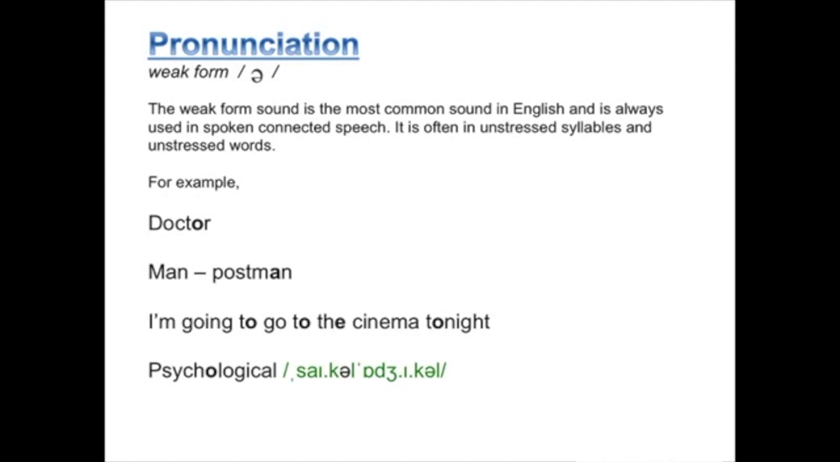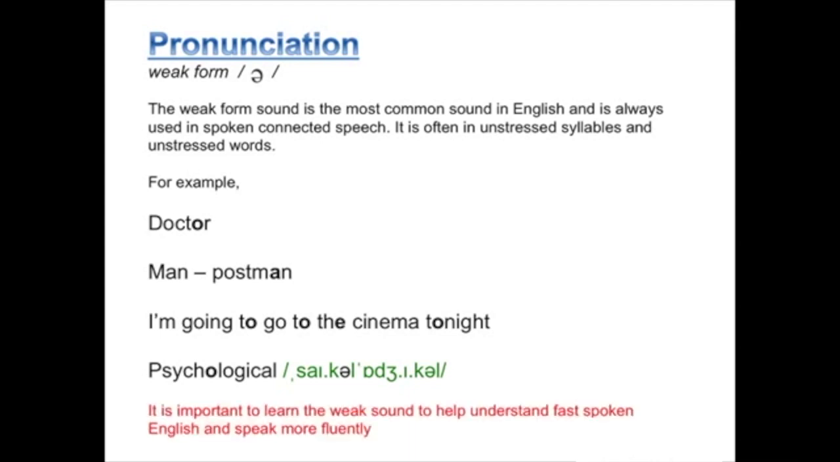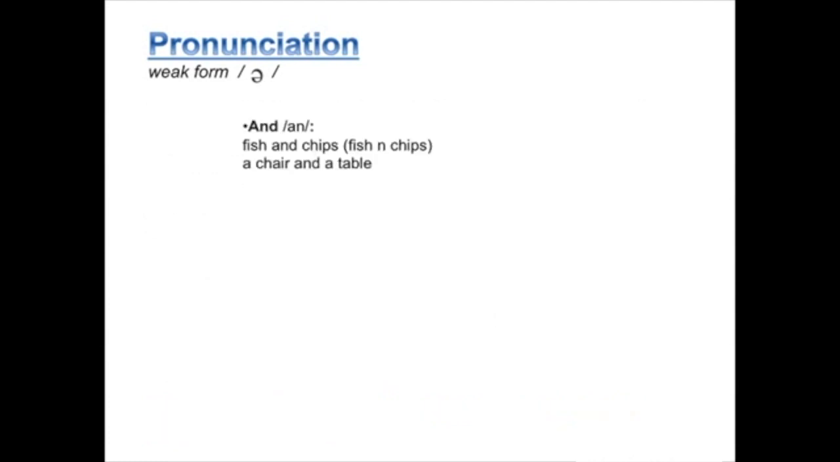And in many words in English, for example, psychological is pronounced psychological. It is important to learn the weak sound to help you understand fast-spoken English and speak more fluently. Okay, here we go. Some individual words where we often use the weak form. So, and becomes un. So fish and chips becomes fish and chips.